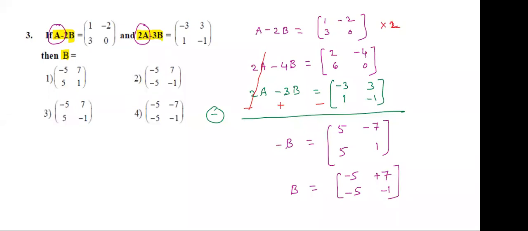So the b value we are getting is minus 5, 7, minus 5, minus 1. Students, which option is correct? The second option is correct. Students, did you understand how I got the b value? By eliminating a, we automatically get the b value.